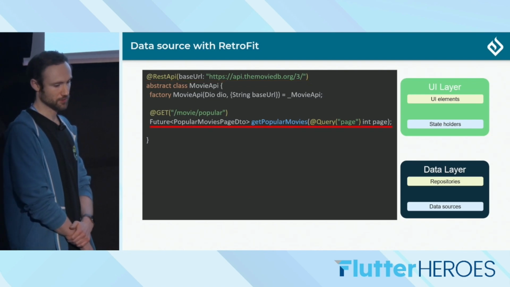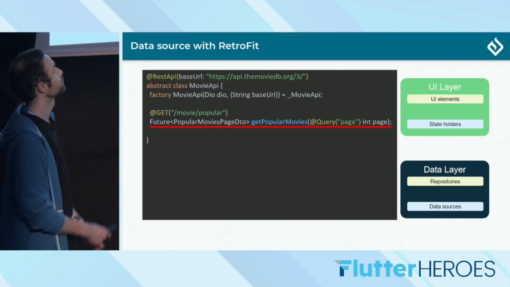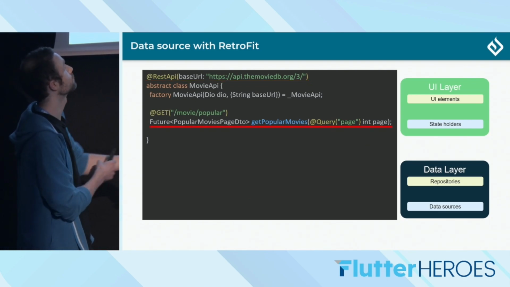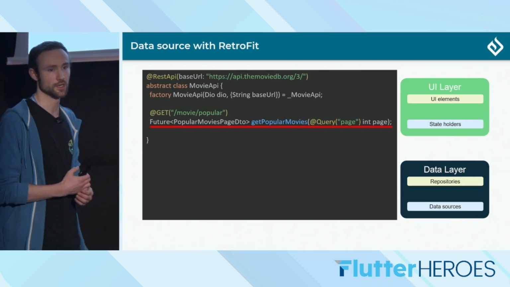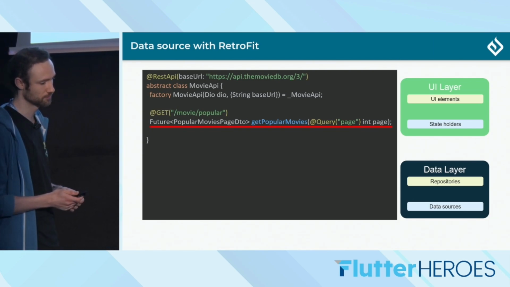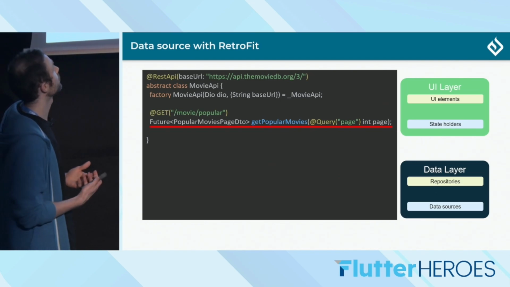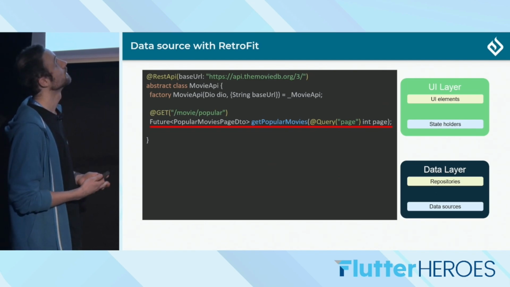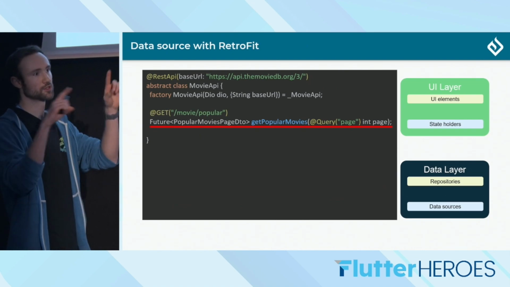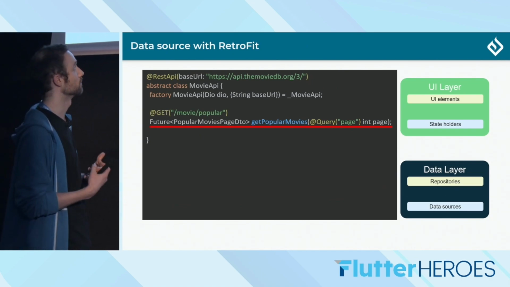So what is this data source doing? Well, it's pretty simple. We just have a function to get this list of popular movies. Again, it's a list of 20 elements based on the page we're accessing. And we are here returning an element of type popular movies page DTO. And inside that, we just imagine is our list of movie DTOs.